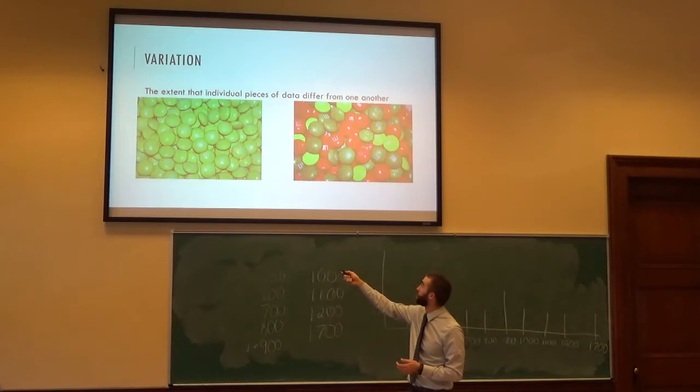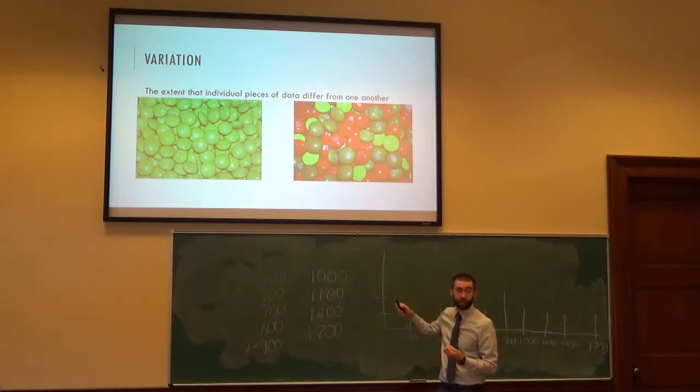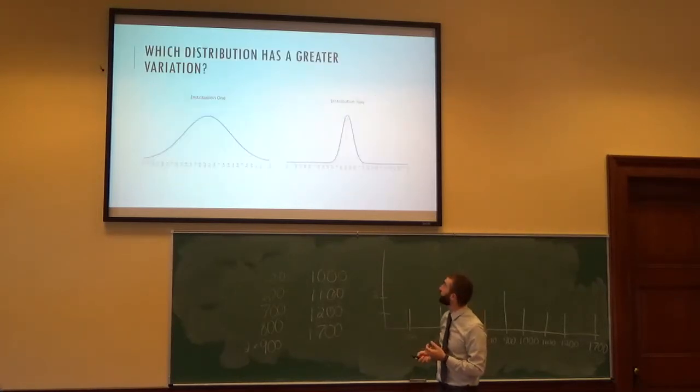So here's an example of M&Ms, the candy. There's no variation here. All the individual members are the same as one another. The average color is green, and they're all green. No variation. Right? Here's an example of some variation. We have a bunch of different colors. Right? So that's just an example of variation.